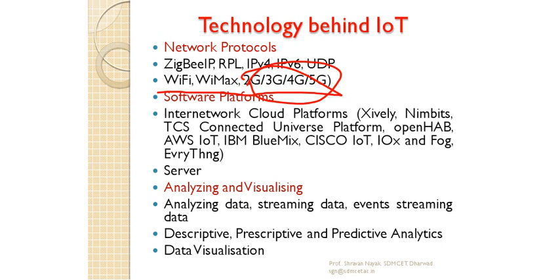2G, 3G, 4G, 5G. Maybe very shortly we will be in a position to hear 6G also, though we are not yet familiar with 5G itself. The time will definitely come over a period of time. We will definitely come across these things. So these are the different network protocols.